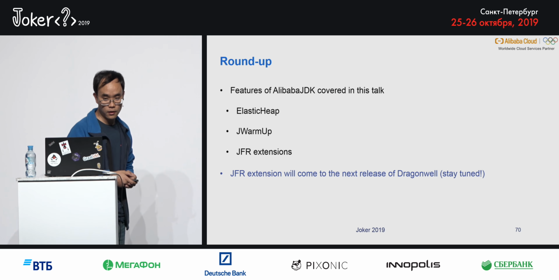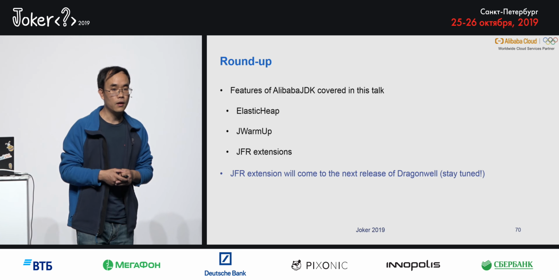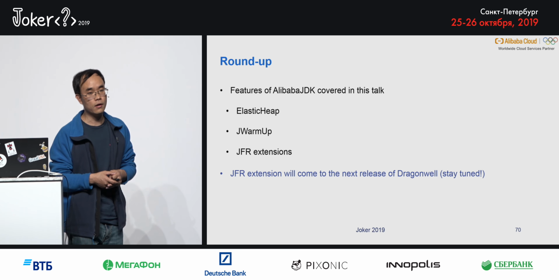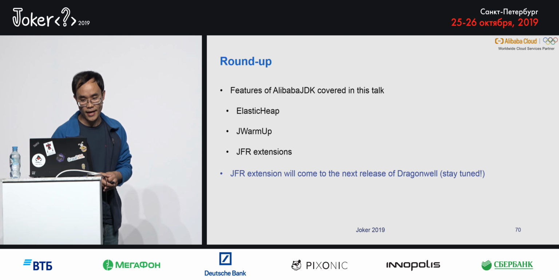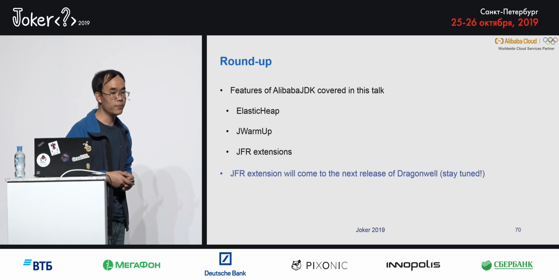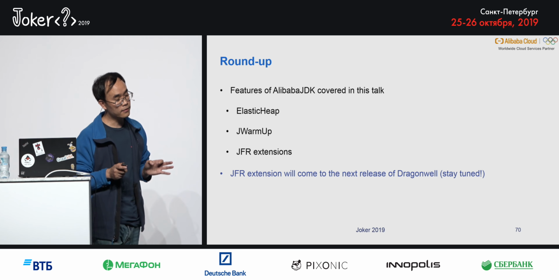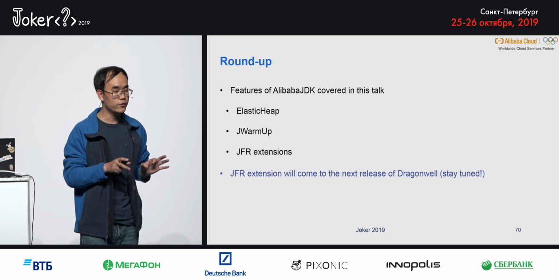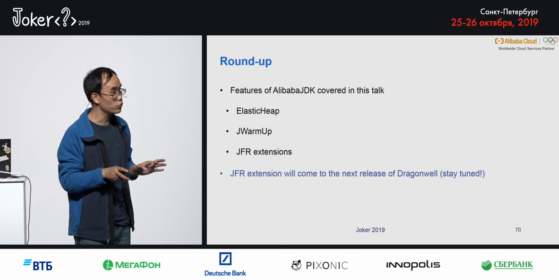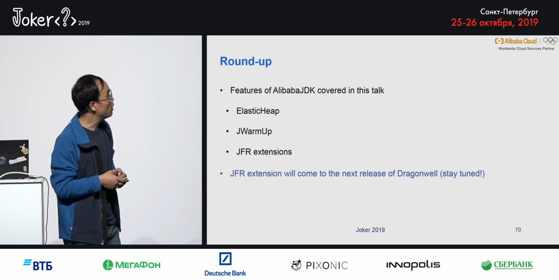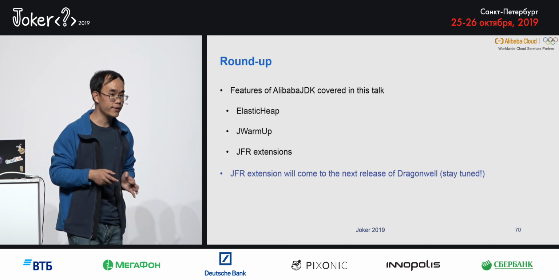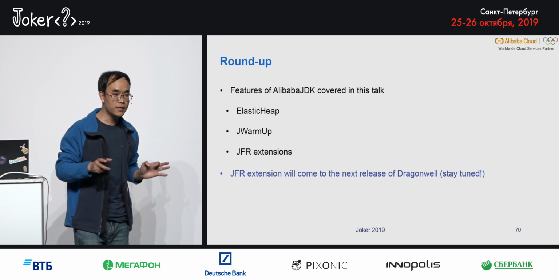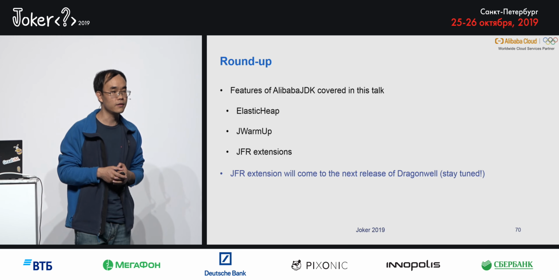Yeah, I think this is the summary. In my talk, I majorly covered 3 major features. The first is elastic heap. The second is warm-up. And I think so far the current release of Dragonwell does not include our extension for GFR. But we are planning to make it into the next release of Java Dragonwell at the end of this year. Many thanks for your attention. And that's all.